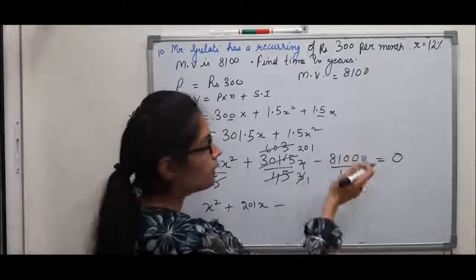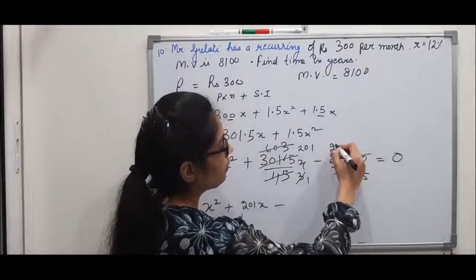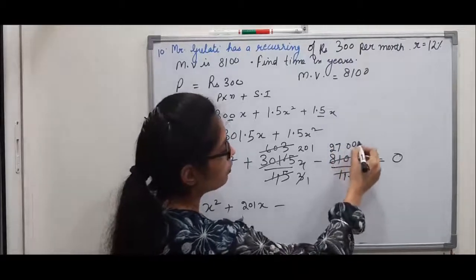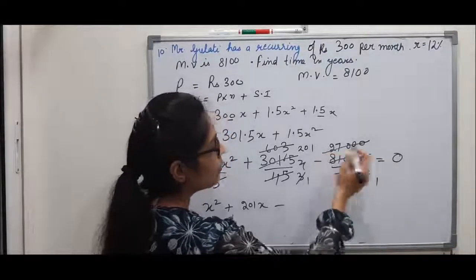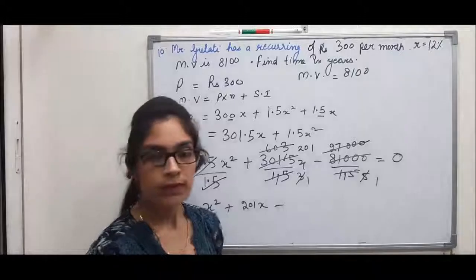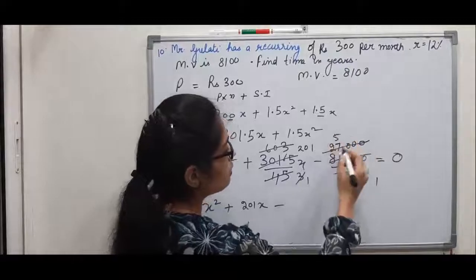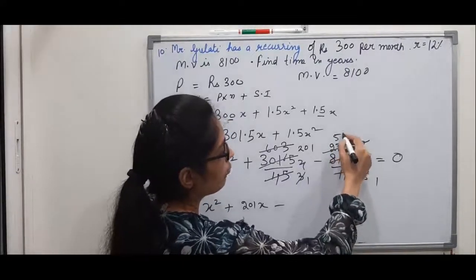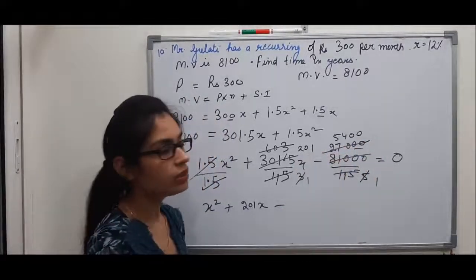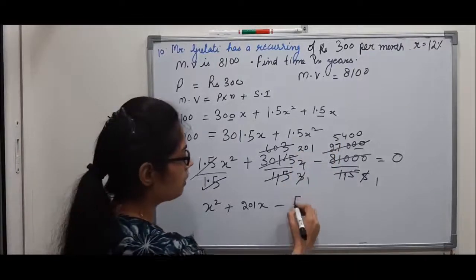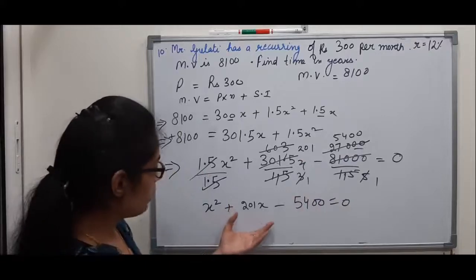So this is what we got. Both are the multiples of 3. 3 into 5 is 15, 3 into 27 is 81. 3 zeros I will write. Again, both are the multiples of 5. So 5 into 1 is 5, because if some number is ending with 0 or 5, that number will surely be a multiple of 5. So 5 into 5 is 25, 25 into 4 is 100, so 2 zeros. You can just check by actually dividing also. I am just doing it to save some time. So I got 5400. So this is my equation.